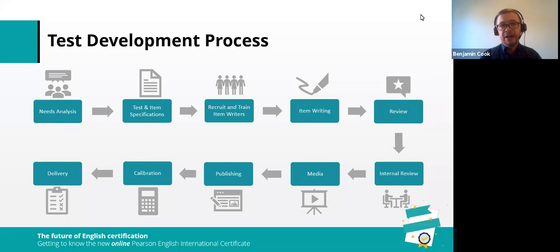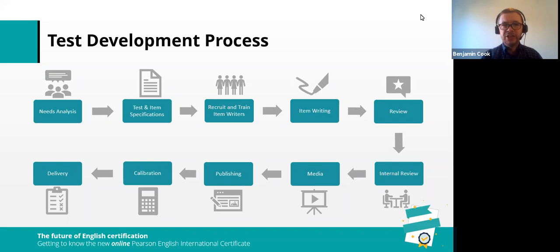And we take all that feedback and we create a test specification. This is a key document in the process that outlines what the test is aiming to do. What's the construct of the test? What's the purpose? What's the aim? What are the outcomes of that testing process as well?